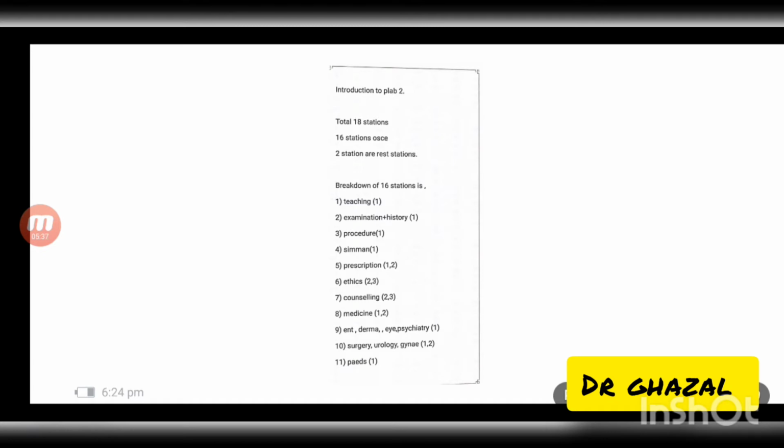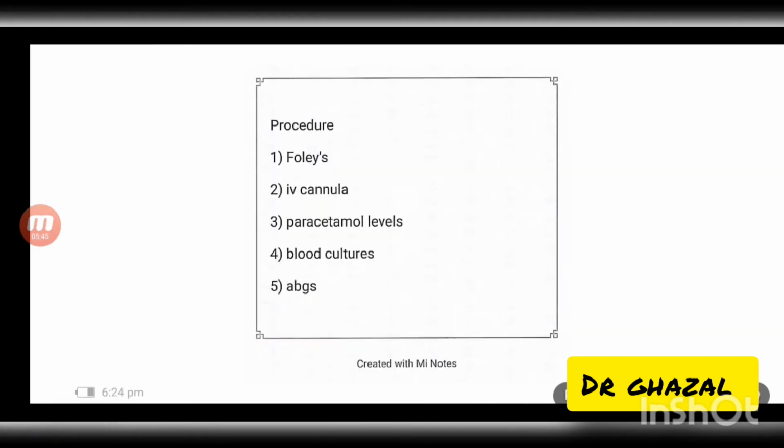And then after that, ethics and counseling have got the major part. So you really need to emphasize your preparation on ethics and counseling really well. Now if we talk about each category number-wise, I am going to tell you the details of every category.